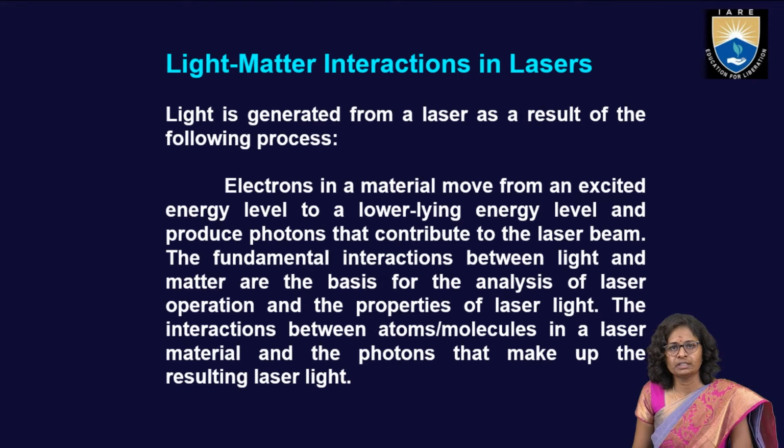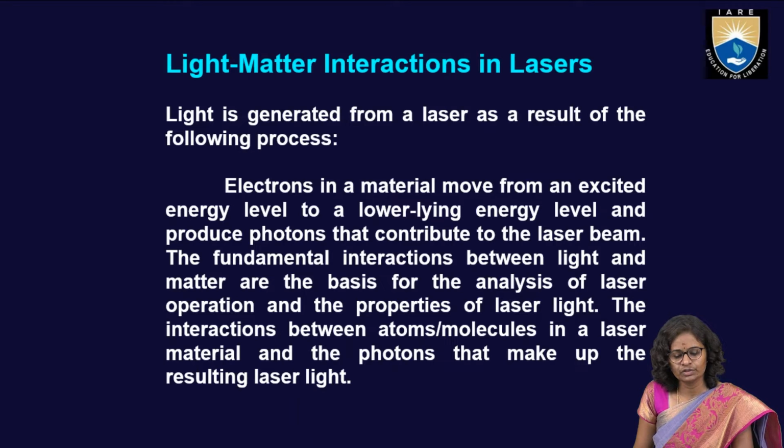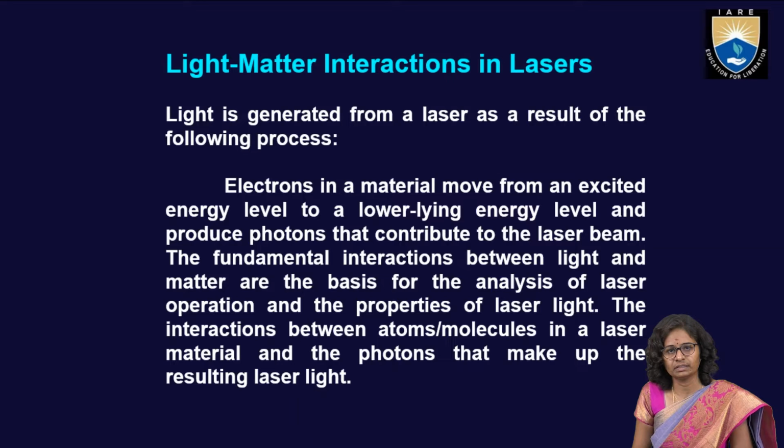Light matter interaction in lasers. Light is generated from a laser as a result of the following process. Electrons in a material move from an excited energy level to a lower lying energy level and produce photons that contribute to the laser beam. The fundamental interactions between light and matter are the basis for the analysis of laser operation and properties of light. The interaction between atoms or molecules in a laser material and the photons that make up the resulting laser light.